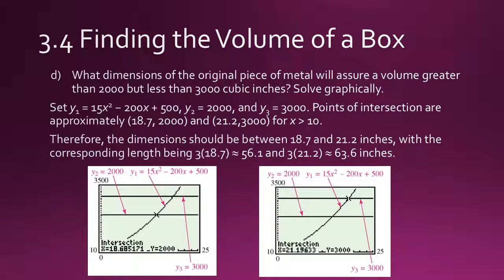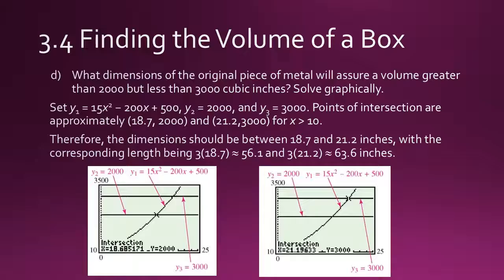And then finally D, what dimensions of the original piece of metal will assure volume greater than 2,000 but less than 3,000 cubic inches? Solve it graphically. So what we're going to do is put our volume equation into y1, and we're going to put y2 at 2,000 and y3 at 3,000. And our answer is going to be what's in between the two. We find these points of intersection. We find that at 2,000, x is 18.7, and then when y is 3,000, x is 21.2.